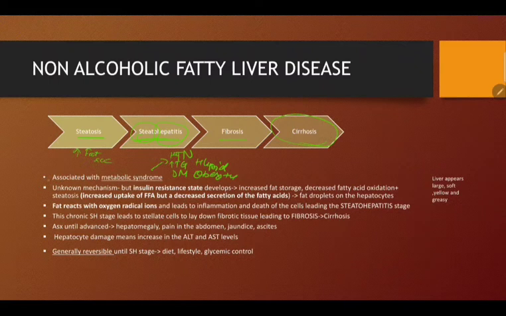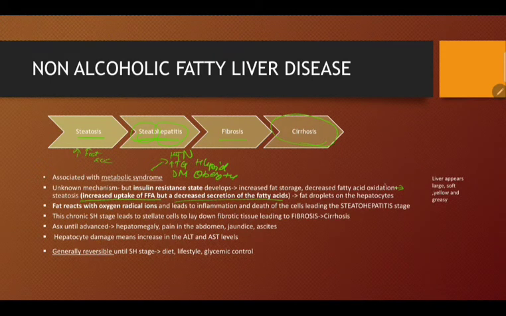What happens is, for an unknown reason, we don't know why, but it's associated with metabolic syndrome. So we are assuming there's an insulin resistant state that develops. When that happens, there's a promotion or increase of fat storage, but a decrease of fatty acid oxidation, right? And so that will lead to steatosis. That means increased uptake but decreased secretion will lead to fat droplets depositing in the hepatocytes.